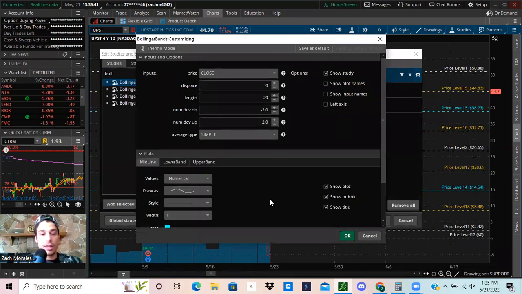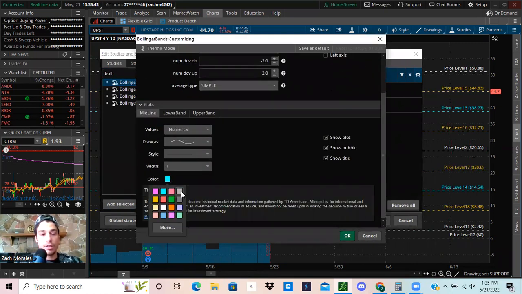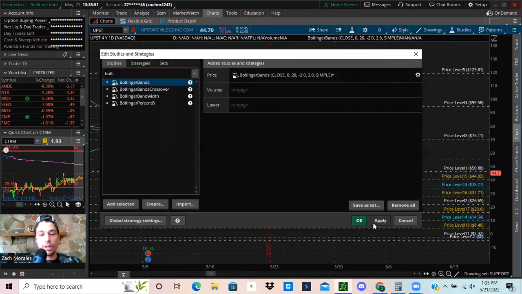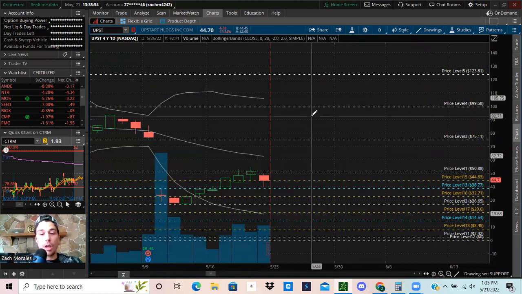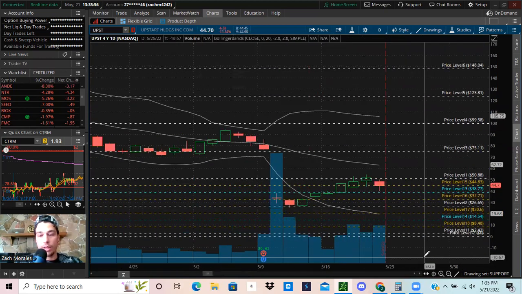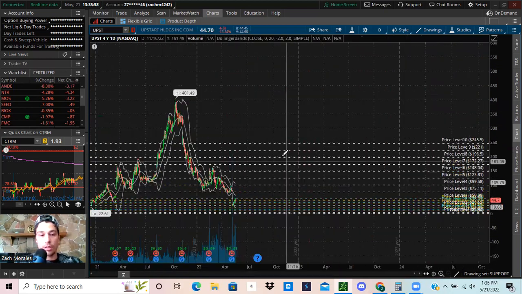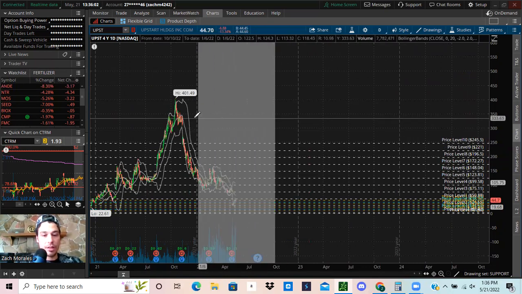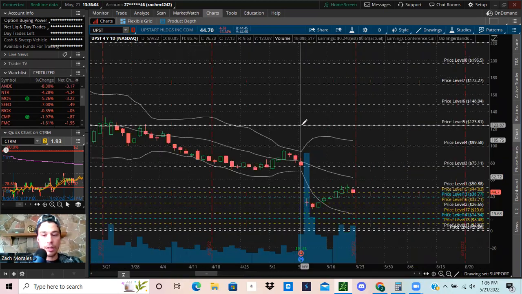What I like to do is change the colors to this light gray color. You change your midline, your lower band, and your upper band, and it's going to look like that. You hit apply, and boom, now we have the Bollinger Bands on the chart. So we're looking at the daily chart with the Bollinger Bands on it, and we have our major support and resistance levels.